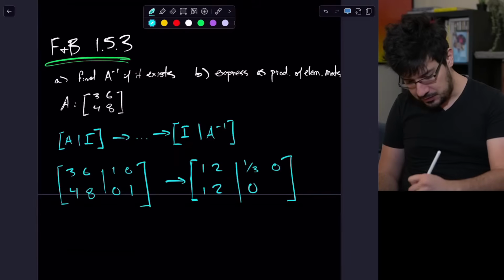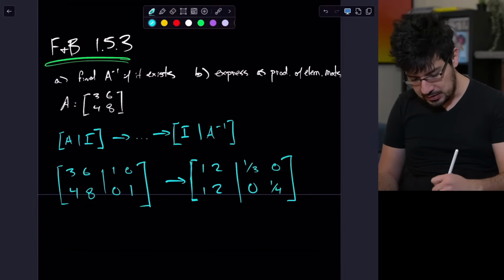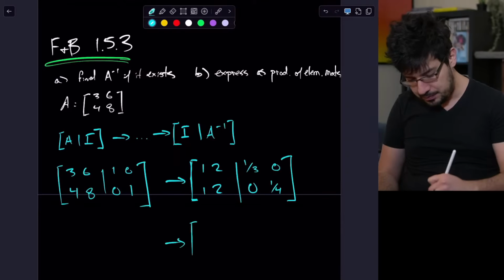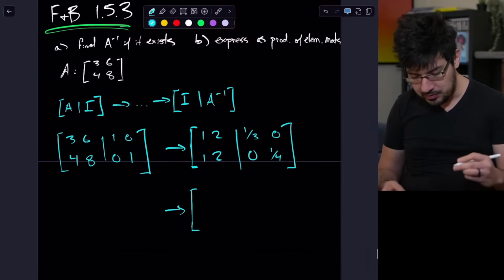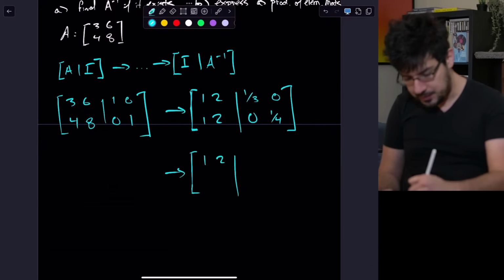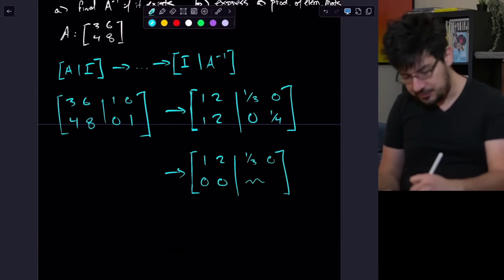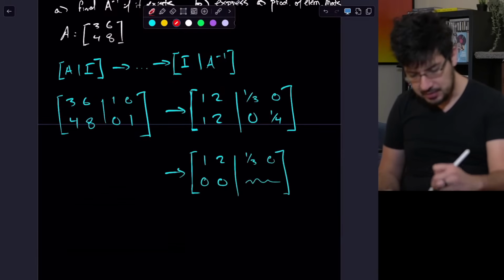Let's divide the second row by 4. So this is 2 elementary operations, but that's fine. 1, 2, 1/3, 0. And the second row is now zeros. Doesn't even matter what's on the right-hand side.